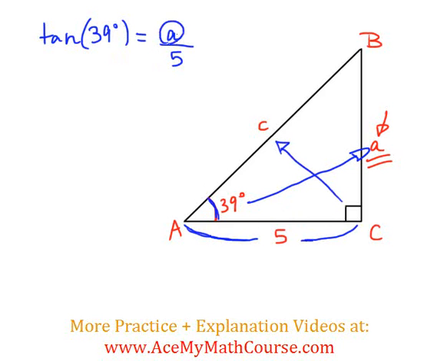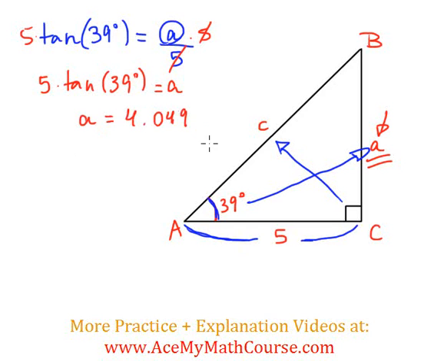Fantastic. So now let's solve for A. And how can I do that? I can multiply both sides of the equation by 5. The 5's cancel out. So I get A is equal to 5 times the tangent of 39 degrees. And I can plug that into my calculator. 5 times the tangent of 39 degrees is equal to 4.049. We have to round it up to 9 here. Great. So that's it. So we have found the measure of side A.